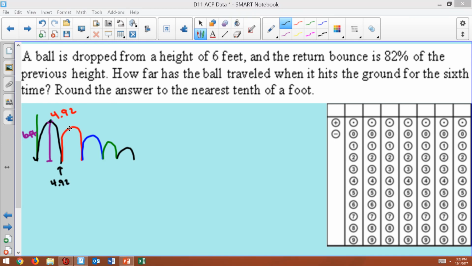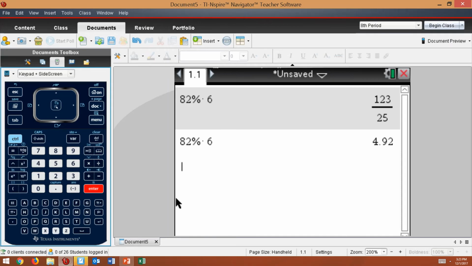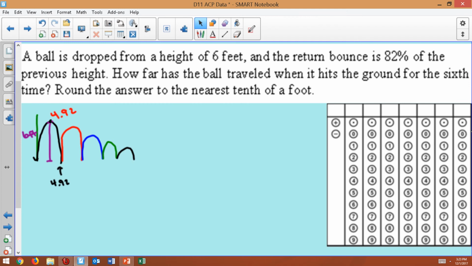So let's figure out how high this bounces here. I'm going to go over to the calculator, and we're going to do the same thing, 82%, but this time, instead of saying of 6 feet, we'll say of 4.92. So this one's going to bounce up 4.03. I'll just round to the nearest hundredth. 4.03 feet. So when it comes back up here, this is 4.03 feet. And this is also another 4.03 feet.